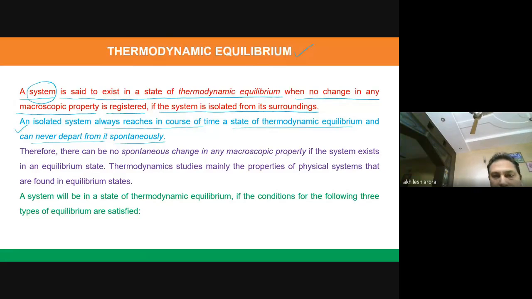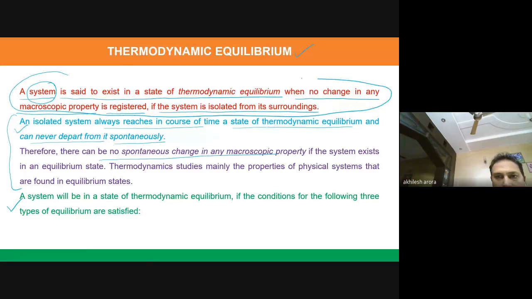Therefore, there can be no spontaneous change in any macroscopic property. Okay, forget about this. Now, let us read here. Okay, this is important, this definition. This is the definition of thermodynamic equilibrium.